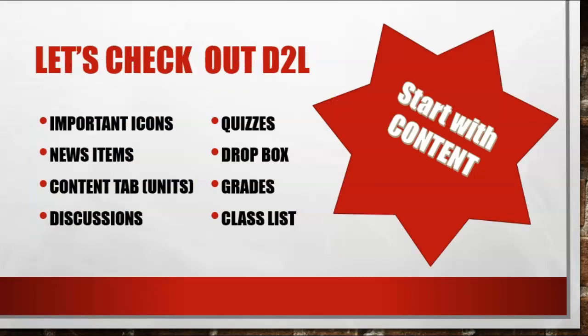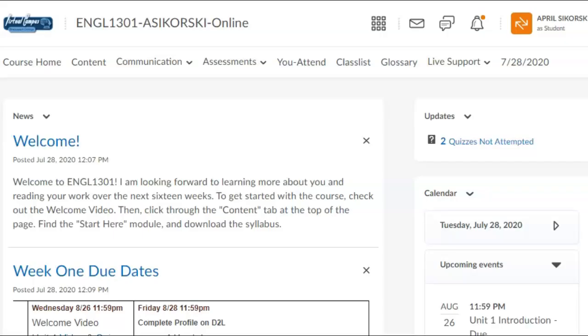We're going to look at some important icons, news tabs, content tabs, all kinds of other stuff. But the most important thing when we check out D2L is to start with content. Let's have a field trip. So here we are in D2L, and there's a lot to look at, so you're going to have to navigate on your own, but I wanted to show you a couple of important things specifically for our class.